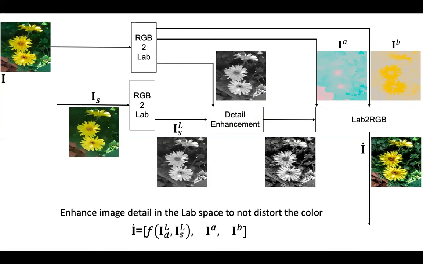The detail enhanced adversarial image, finally, the one in the bottom right, I dot, is generated by combining the L channel of the enhanced detail with the A and B channels of the original image. A and B are the color channels. And then we transfer the resulting image back to the RGB space.